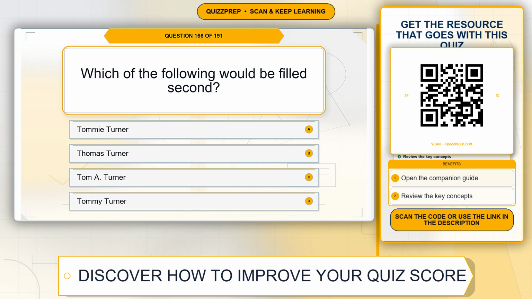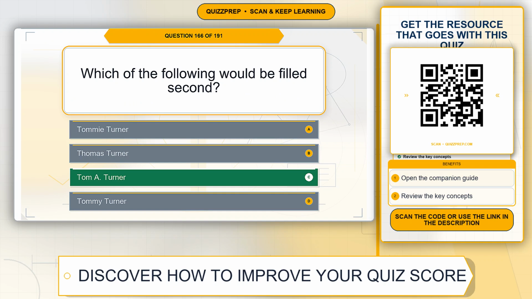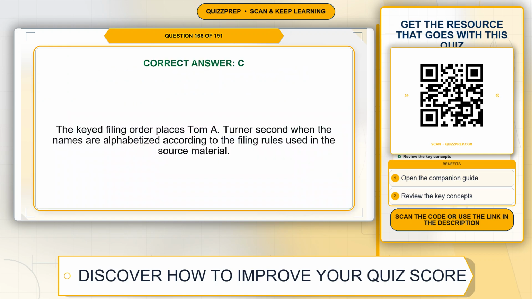Question 166. Which of the following would be filed second? Option A, Tommy Turner. Option B, Thomas Turner. Option C, Tom A. Turner. Option D, Tommy Turner. The correct answer is option C, Tom A. Turner. Explanation. The keyed filing order places Tom A. Turner second when the names are alphabetized according to the filing rules used in the source material.